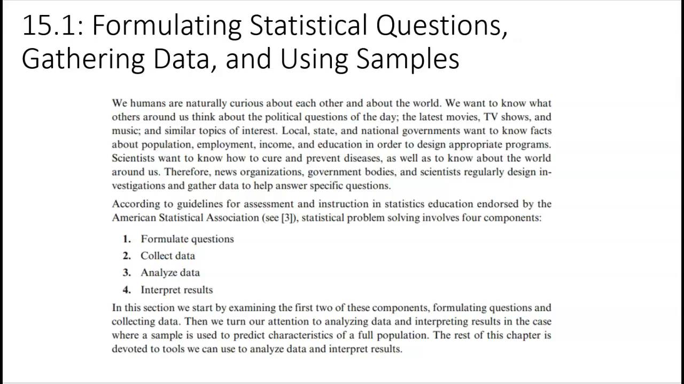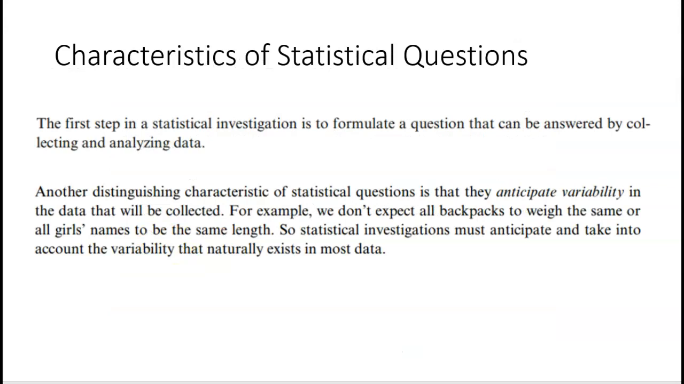So according to guidelines for assessment and instruction endorsed by the ASA, we have 4 components to statistical problem solving. We need to formulate questions, collect the data, analyze the data, and interpret the results. In this section, we're going to start by examining the first 2 components, formulating questions and collecting data. Then we'll turn our attention to analyzing and then interpreting. So first, let's start with what is a statistical question.